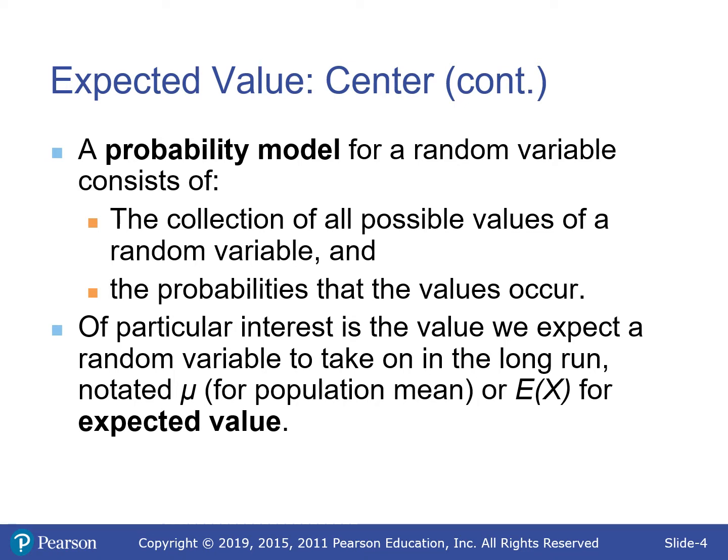And so, of particular interest is the value you expect the random variable to take on in the long run. That's mu, the population mean. Sometimes we call it E of x, for the expected value. Now, that can be misleading because the expected value might not actually be something that we could get. We're going to see that here in just a second, because we're going to make a probability distribution.